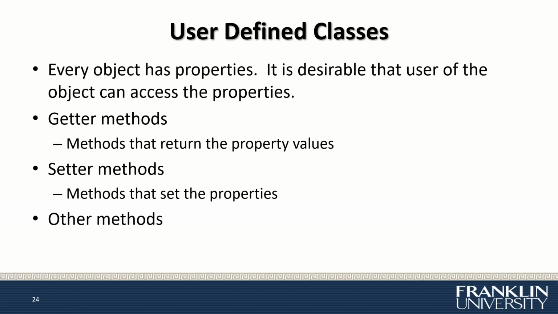Every object has properties. So it is desired that the user of the object can access the properties. As I mentioned earlier, the user interacts with the object through methods. So in order for them to access the properties, we typically have a getter method, a method that returns the property value, a setter method, a method that sets the properties, and other methods that use the object properties to do something else.